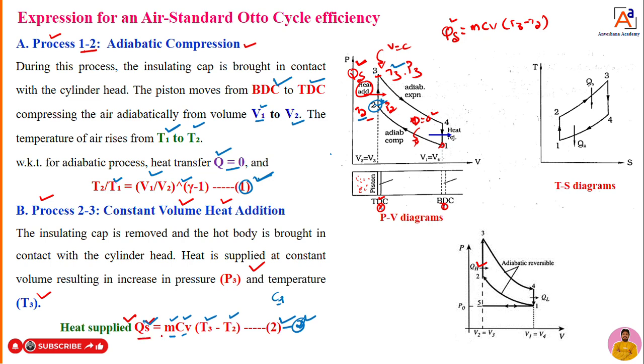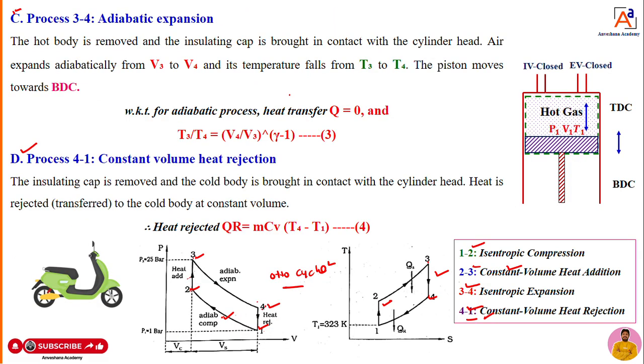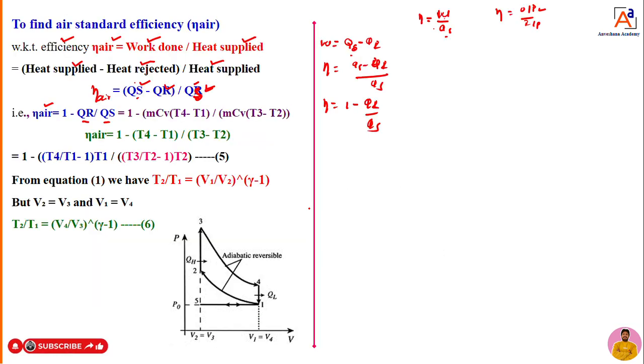So the heat supplied equation is Qs equal to m into Cv into (T3 minus T2), that is Qs. Then Qr is equal to m Cv into (T4 minus T1). We already got this equation, and the same equation I am going to substitute here. Efficiency is 1 minus Qr, where Qr is m Cv (T4 minus T1), because the heat is getting rejected.